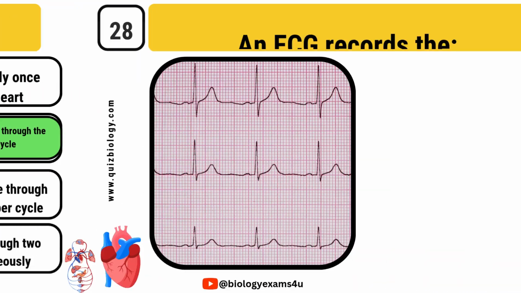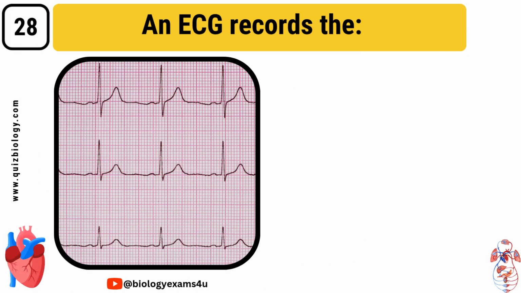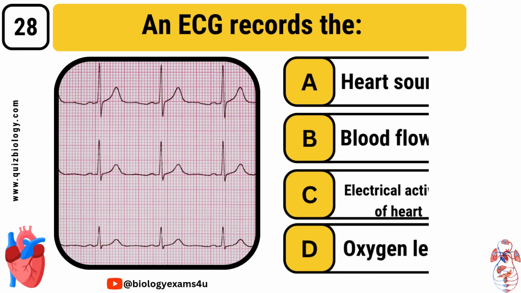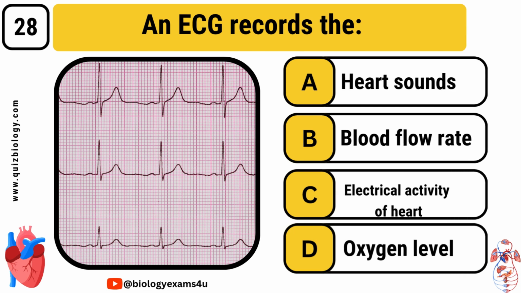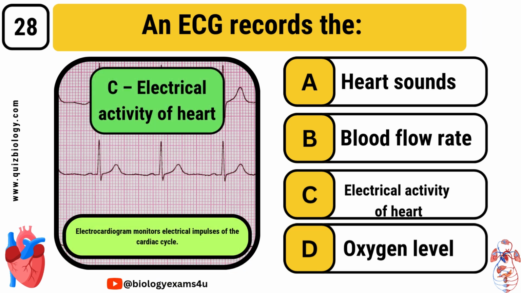An ECG records heart sound, blood flow rate, electrical activity of heart, oxygen level. ECG monitors electrical impulses of the cardiac cycle.